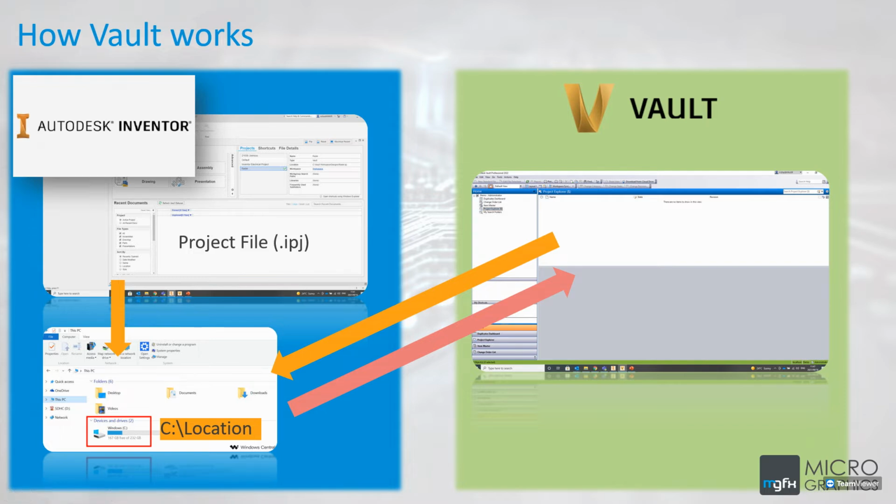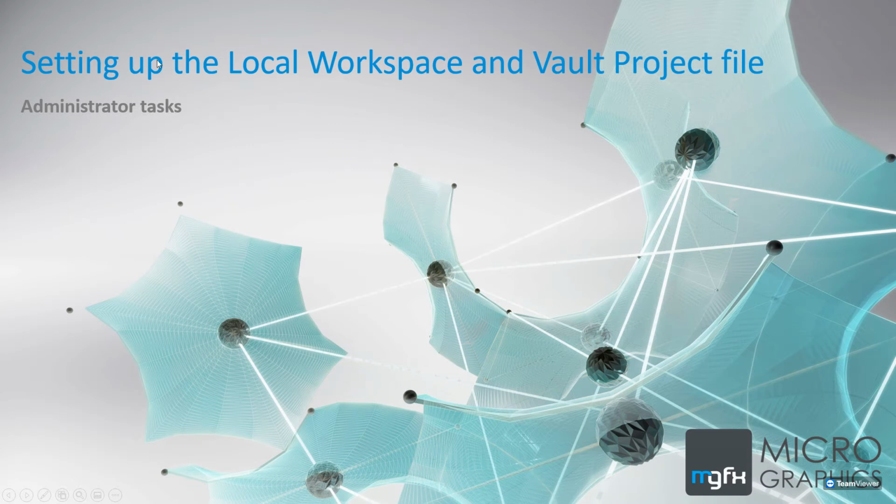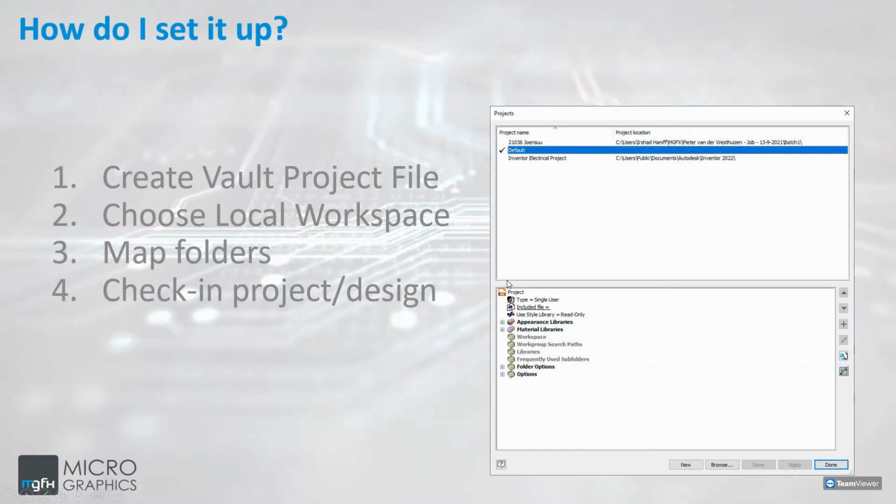Okay, hopefully that graphic is clear. So let's take a look at how one would set up the local workspace and the Vault project file. Well, one, you would start to create your project file. You would choose or define a local workspace. You would map your folders. Basically, mapping your folders means you're telling it exactly what local folder on your C drive or D drive or whatever it is mirrors onto what folder on the Vault. And lastly, you would check in your project or design so that it knows that, hey, this project file is now my Vault project file.